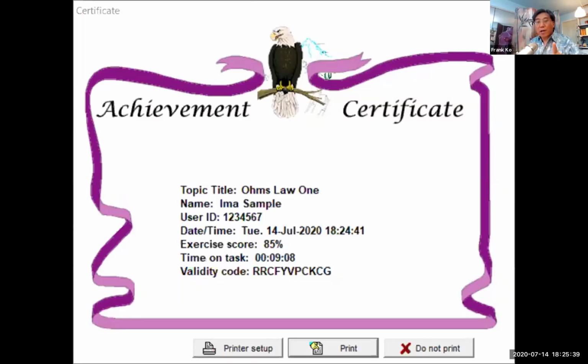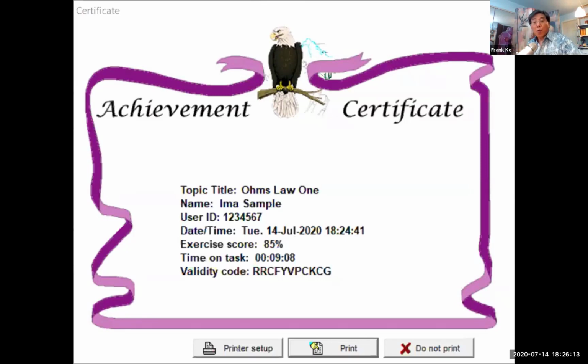You need a screenshot of this because the screenshot shows your name and the name of the exercise that you just finished. The name of the exercise was Ohm's Law 1. Name, Ima Sample. The user ID doesn't matter. The date was finished July 14th at 6:24, and the score was 85%. You need a minimum of 70% on each of these exercises, okay? So there's no Khan Academy this week, but there are these exercises this week.